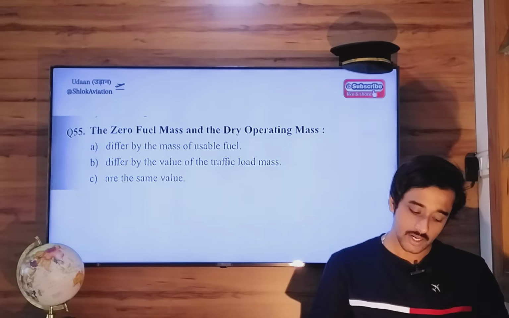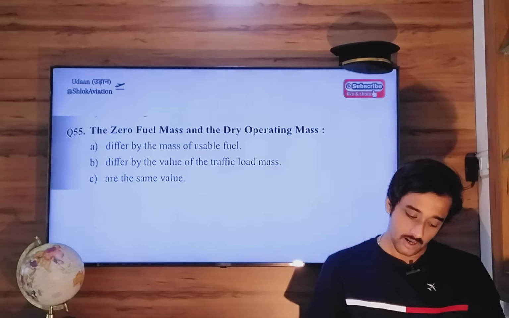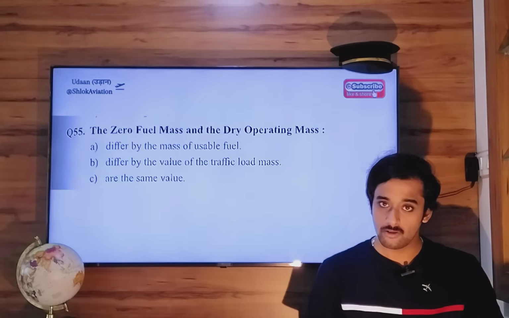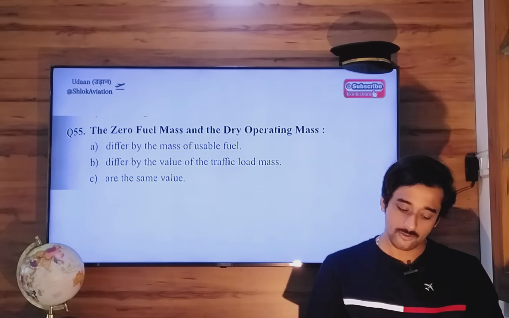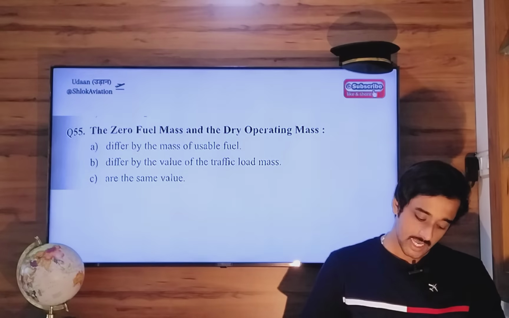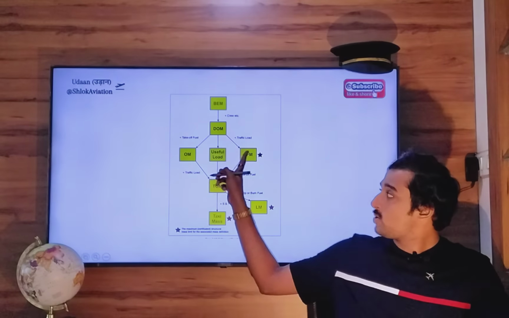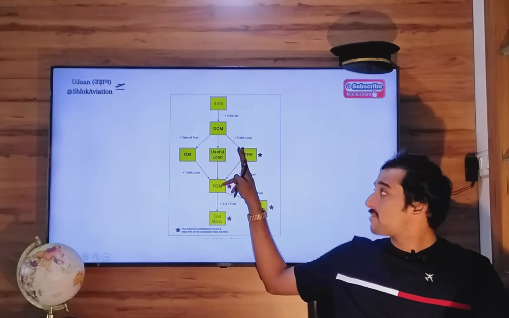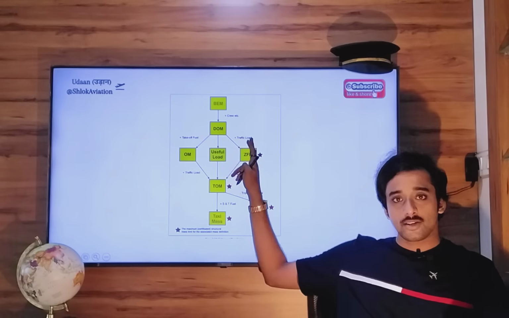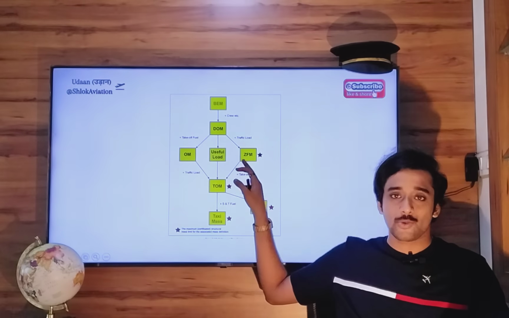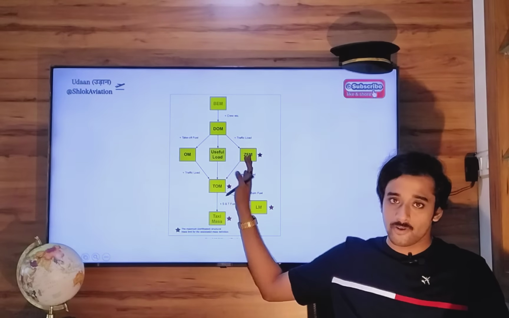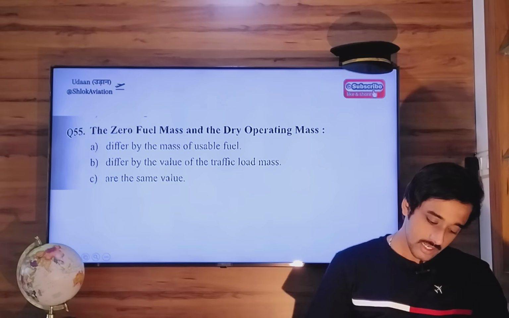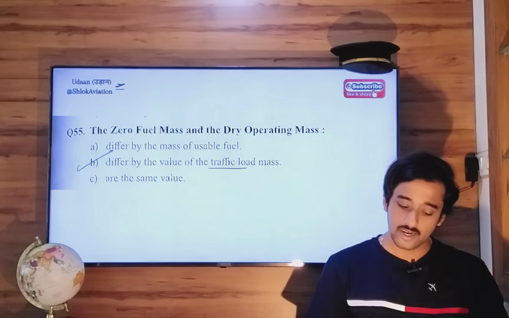Zero fuel mass and dry operating mass differ by the value of traffic load. So zero fuel mass and dry operating mass are separated by traffic load or payload, right? Traffic load is the joining link between DOM and zero fuel mass. So the correct answer is they differ by the value of traffic load mass.